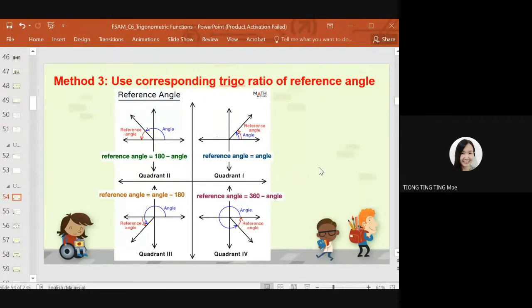So our purpose here is to get the ratio for the reference angle. The reference angle must be in what? The reference angle must be an acute angle. Remember, acute angle means less than 90 degrees, or in pi radians, how many pi radians? 90 degrees is how many pi radians? 1/2 pi radian. Okay.